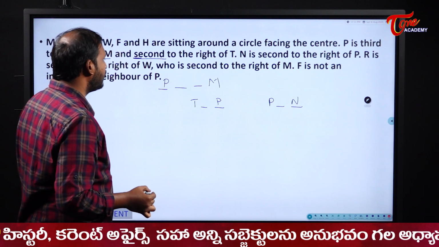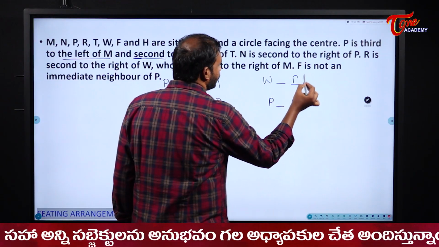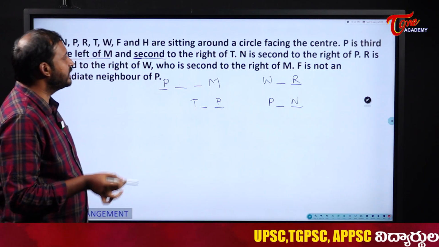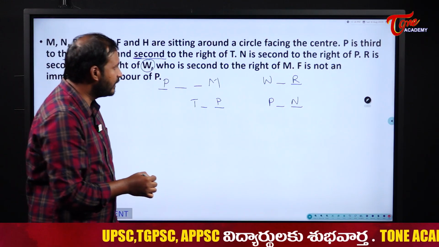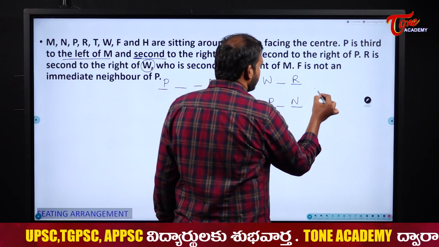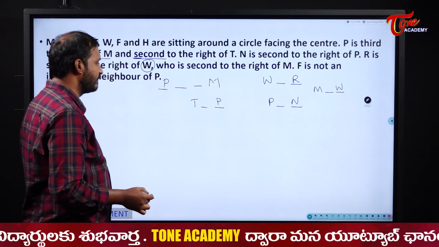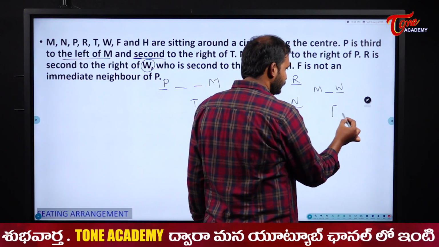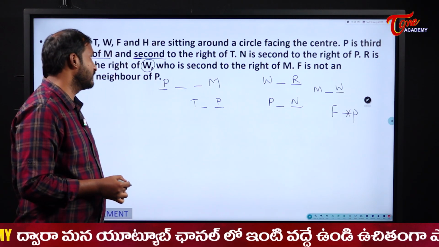R is second to right of W. Okay. Who is second to right of M? Who is second to right of M means W only. W is second to right of M. F is not an immediate neighbor of P. What he was telling us, F is not a neighbor of P. This is the question for us.